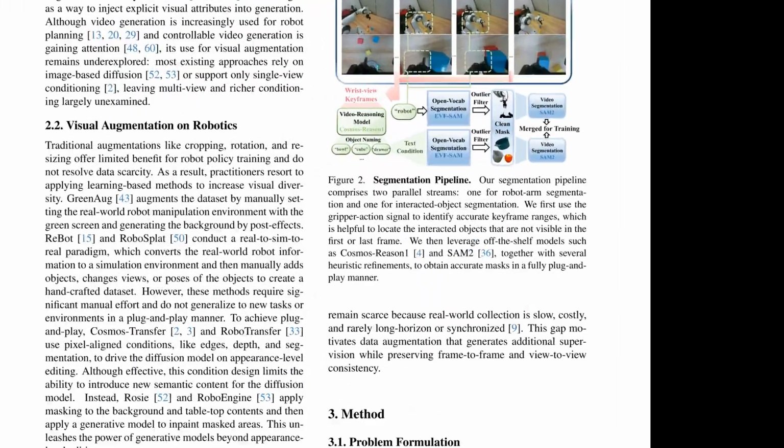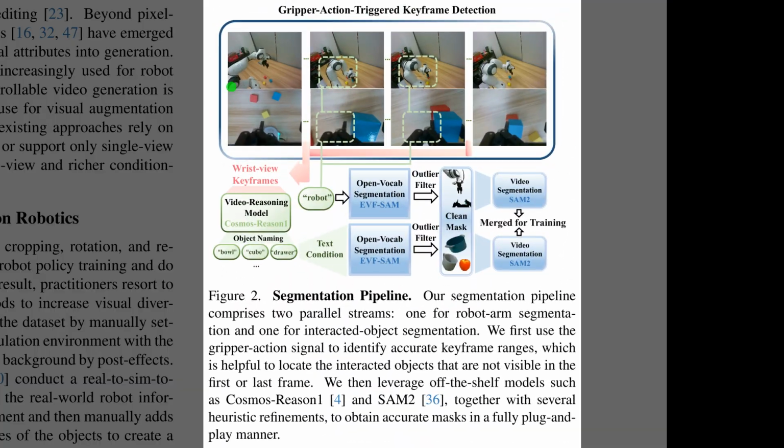So zooming into that curation process, Figure 2 details the segmentation pipeline used to prepare the training data. At the top, the system performs keyframe detection triggered by the gripper's action. It uses the robot's hardware signal to pinpoint the exact window where interaction happens. Below, the workflow splits into two streams. A video reasoning model called Cosmos Reason 1 first names the objects, generating labels like bowl or cube. These labels guide the central block, where an open vocabulary model called EVF-SAM isolates both the robot arm and the target object. Finally, on the right, SAM2 propagates these masks across the video to merge them for training.